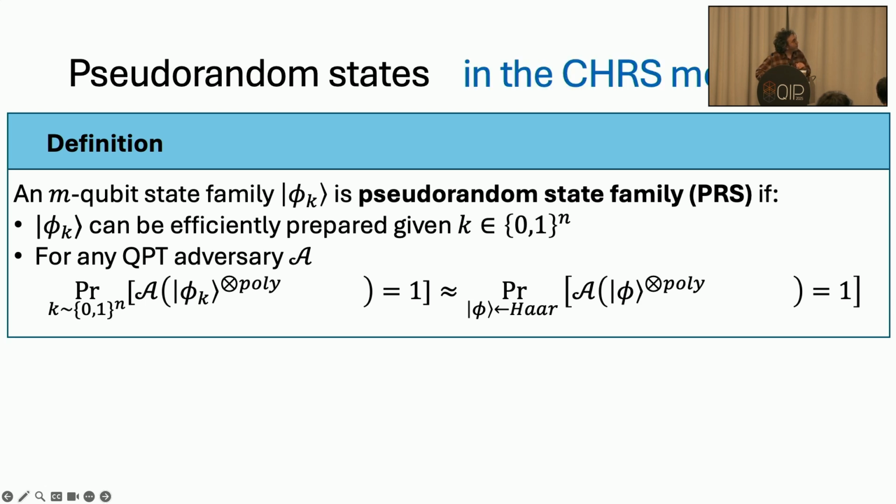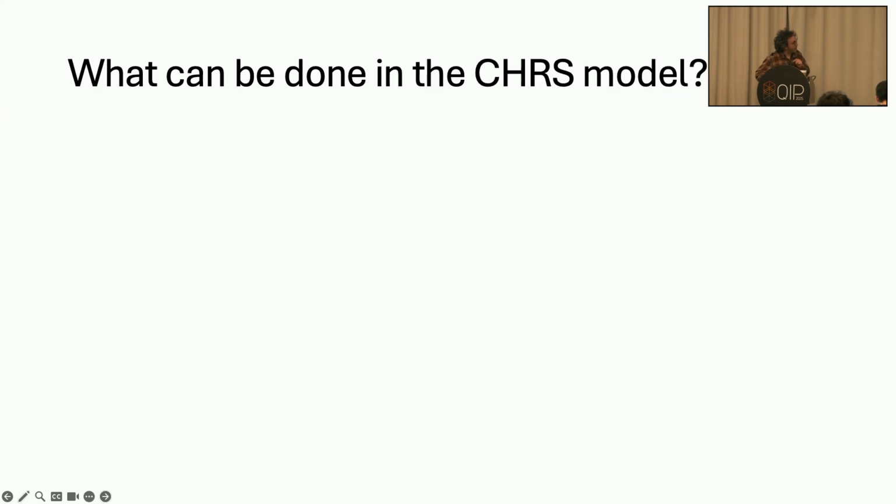So now, what happens in the CHRS model? It's exactly the same definition as before, right? Here's the previous slide, but now we add this additional Haar random state that all the parties get access to, including the adversary, right? Okay. So you need the Haar random state to generate the pseudorandom state, and the adversary also gets access to that Haar random state, psi.